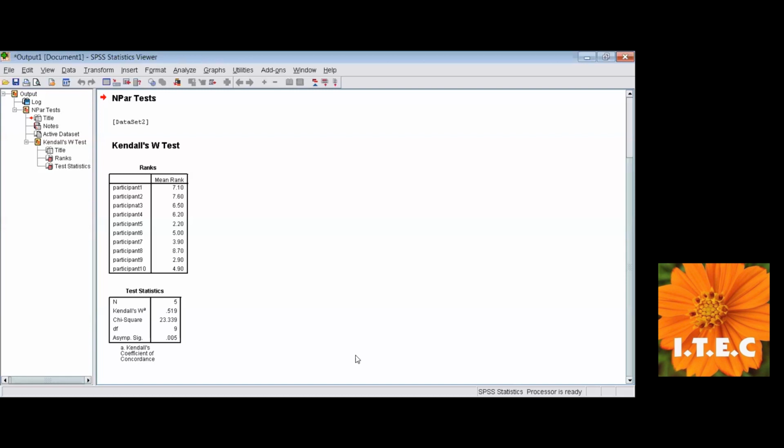So you can see that this person, 2.20, versus 7.10 and 7.6. They are quite close, but this is too far away. And here my Kendall's W is 0.519, so I'll say 0.52.